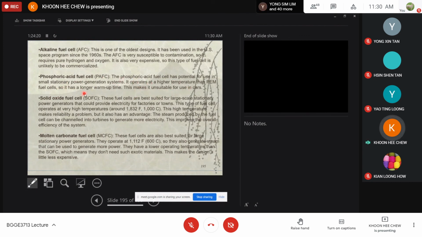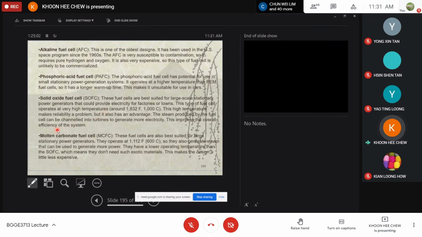And then the solid oxide fuel cell. These fuel cells are best suited for large scale stationary power generation plants, that could provide electricity for factories and towns. This type of fuel cell operates at very high temperature, around 1,000 centigrade. This high temperature makes reliability a problem, but it has an advantage. The steam produced by the fuel cell can be channeled into a turbine to generate more electricity, and this improves the overall efficiency of the system. So the heat generated, we can use it to convert water into steam and turn the turbine, right?